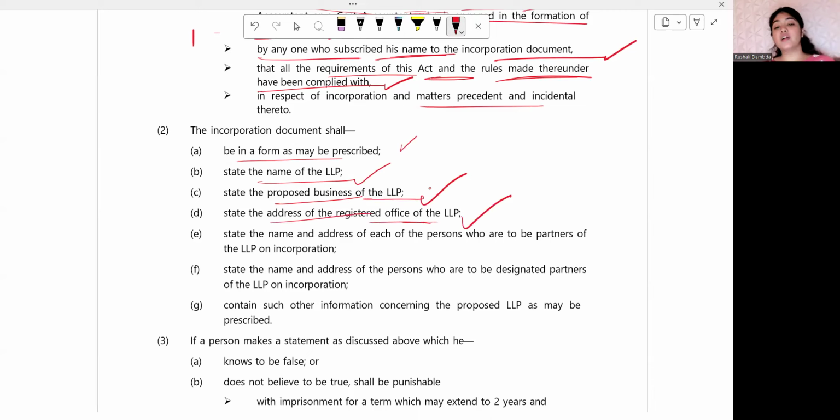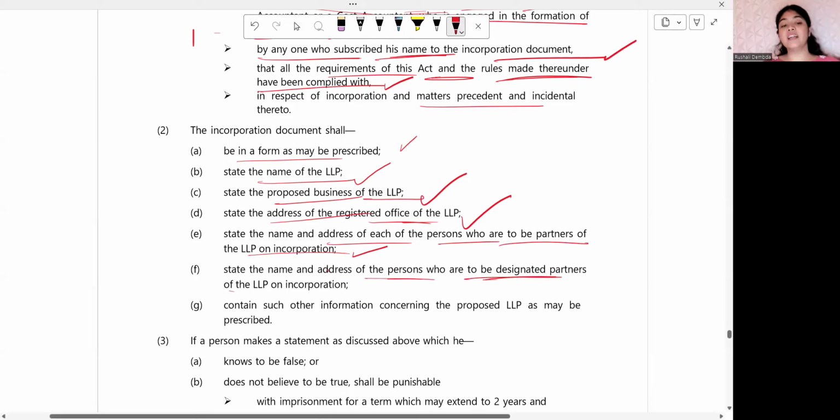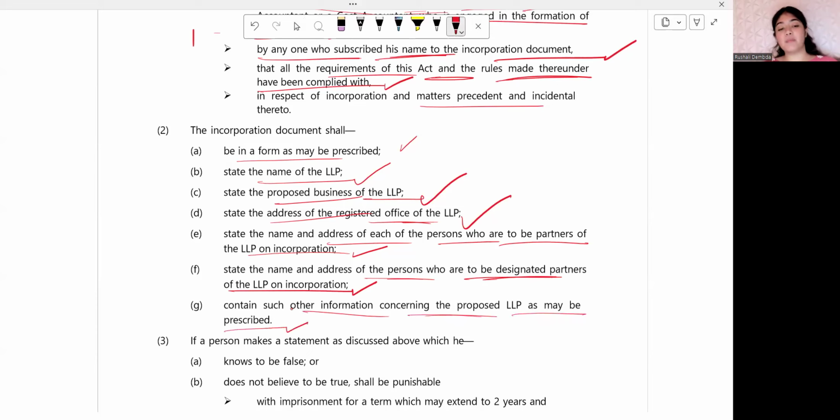State the address of the registered office of the LLP, where the LLP will be working. Then state the name and address of the persons who are to be the partners of the LLP on incorporation. Who all will be the partners of the LLP, their names and addresses are to be given. Name and address of persons who are designated partners of the LLP on incorporation. So your partners' details and designated partners, every detail has to be given. It also contains such other information concerning the proposed LLP as may be prescribed. They may ask you for the PAN of the LLP, then the date of incorporation of the LLP, and when you got it registered. All these things they will also ask.